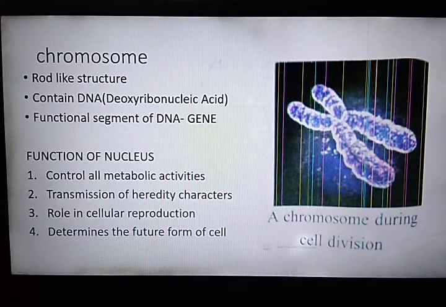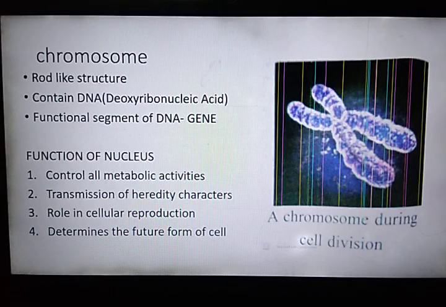And the last function is, along with the environment, the nucleus also directs the chemical activities of the cell. This determines the development and future form of the cell. What does it mean? That the nucleus determines what will be the shape of the cell and what will be the function of the cell. As you have studied earlier, in a living organism, different types of cells are present which have different functions. For example, cells present in your brain, that is nerve cells, are responsible for memory.